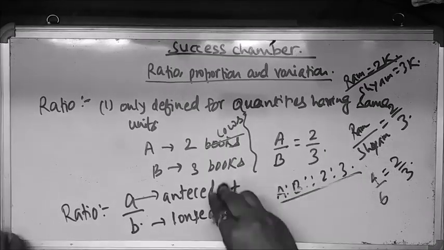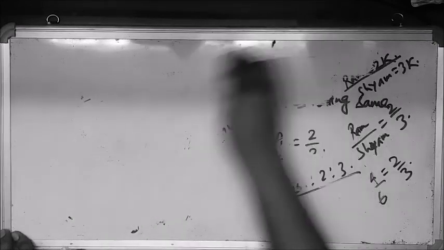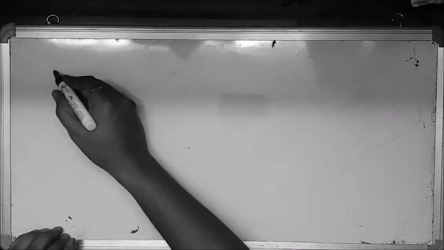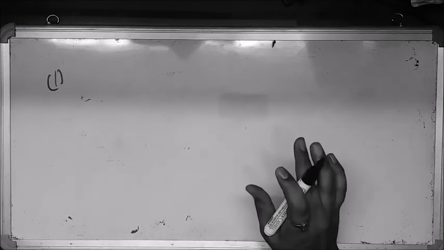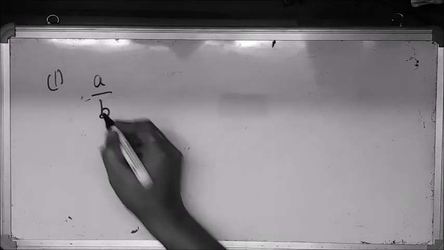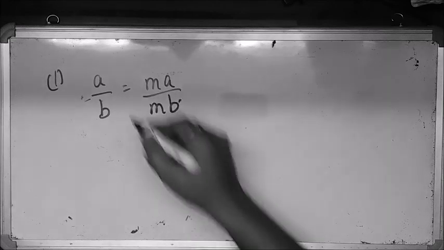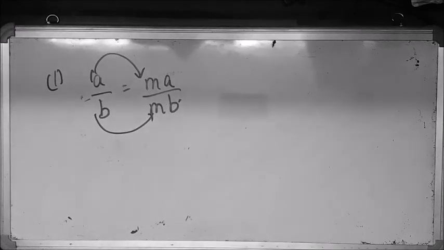Now we shall be seeing some of the properties of ratios here. So the first property of ratio is the value of ratio doesn't change when numerator and denominator are multiplied by the same quantity. So if I say A by B is my ratio, so that will be equals to MA by MB. So if you multiply both numerator and denominator by the same constant, then obviously the value is not going to change.